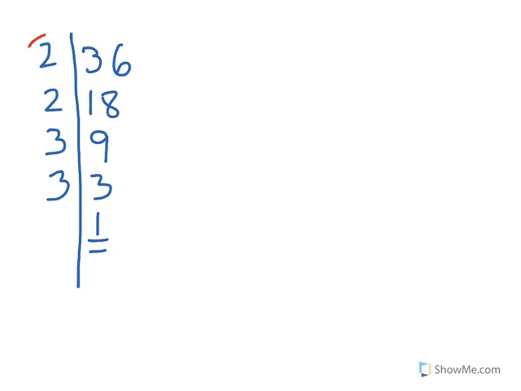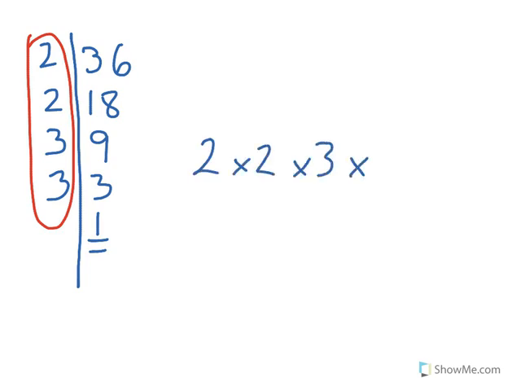So these are our answers here, and we need to transfer that over so it looks like 2 times 2 times 3 times 3. And that could be shortened to 2 squared times 3 squared. Okay, one more example just for good measure. Let's try it with 48.